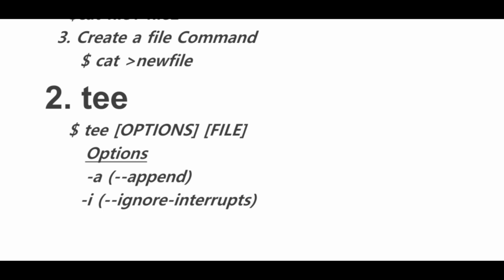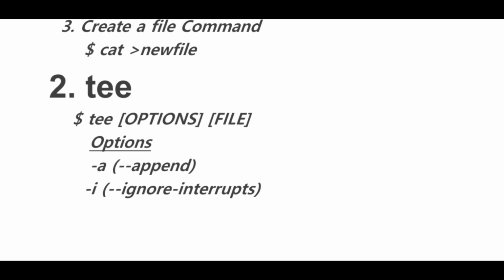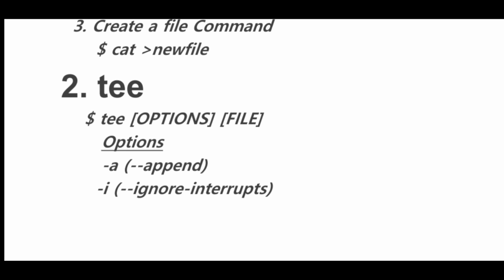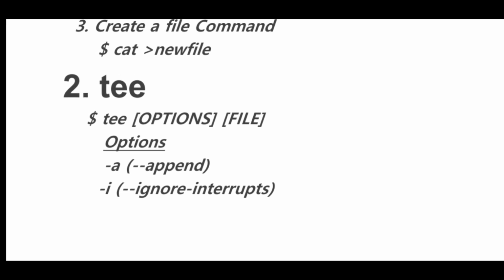When it comes to combining with different commands, we use the pipe symbol to combine them. If you look at the syntax, we have tee, that is the name of the command, along with the options and the file name. We will look at the example later on. For the time being, just understand that it is used to take the input and write output to multiple files.